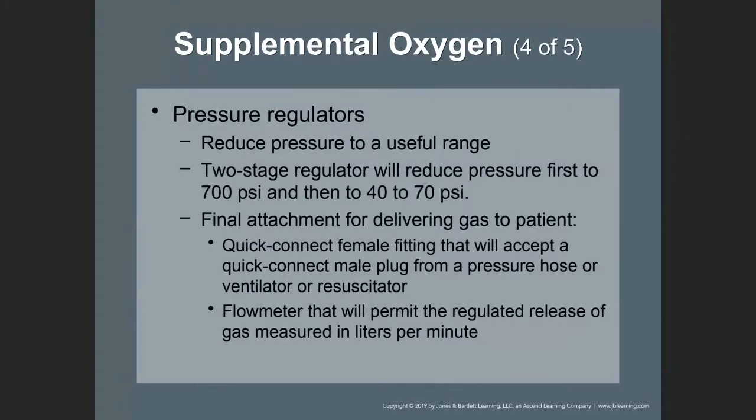Pressure regulators reduce pressure to a useful range. A two-stage regulator will reduce the pressure first to 700 psi and then to 40 to 70 psi. Then we can titrate at the desired flow rate. The final attachment for delivering gas to the patient is a quick connect female fitting that will accept a quick connect male plug from a pressure hose, ventilator, or resuscitator, and a flow meter that will permit the regulated release of gas measured in liters per minute.